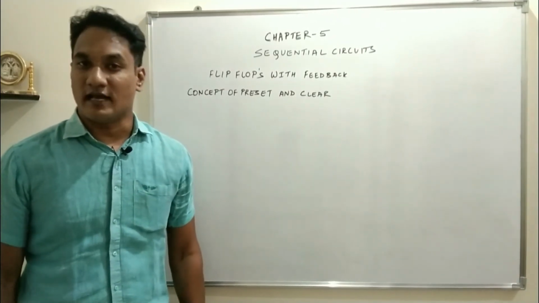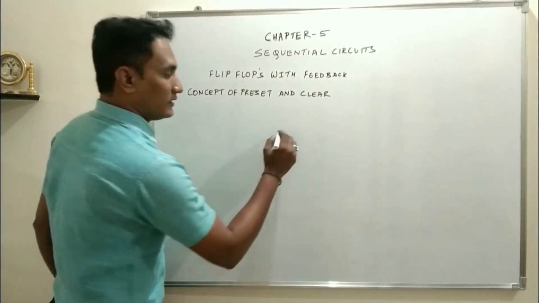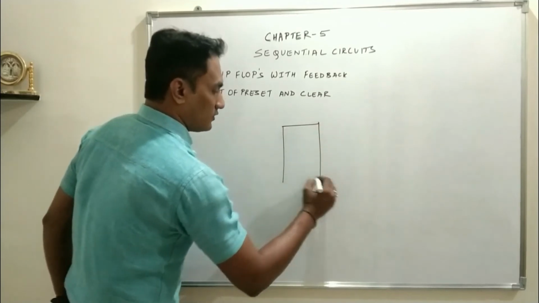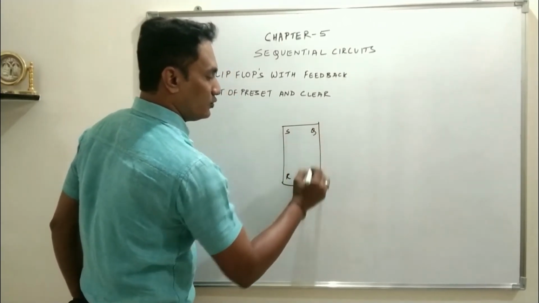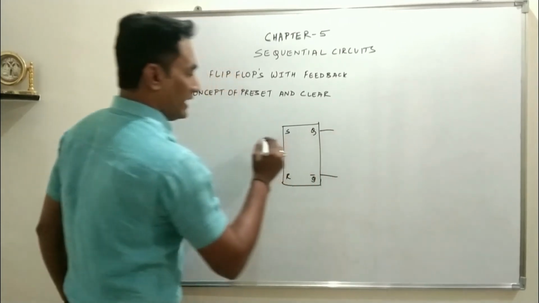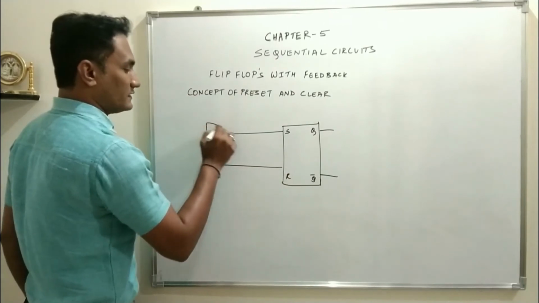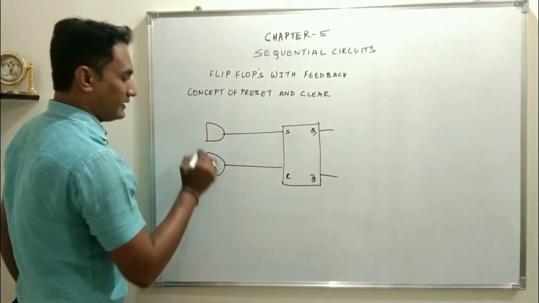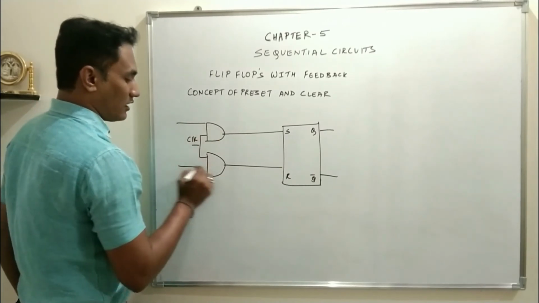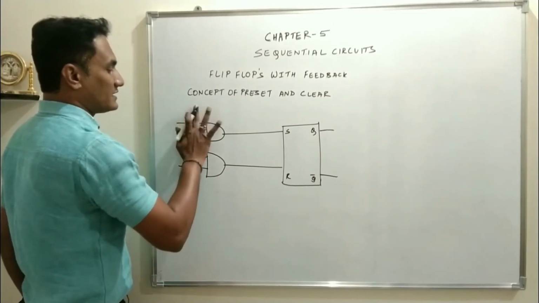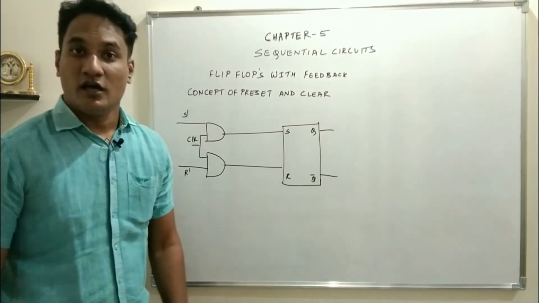We will try to understand this concept by using clocked RS flip-flop, S, R, Q, Q bar, and now let us try to understand. Say these are the two inputs. This is AND gate 1 and gate 2. One input of both the AND gates will be connected together, clock, and this is S dash and this is R dash. This is the circuit diagram for clocked RS flip-flop.